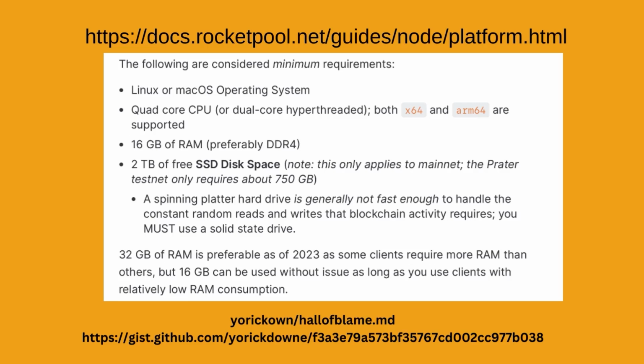OS: Linux or Mac OS. You'll need a quad CPU, 16 gigabytes of RAM, and a minimum of 2 terabytes of SSD disk space. Now, SSD is not a place to skimp. Please get NVMe, or non-volatile memory express, and avoid QLC. NVMe is more efficient and enables faster data transfer between storage devices and the rest of the system.